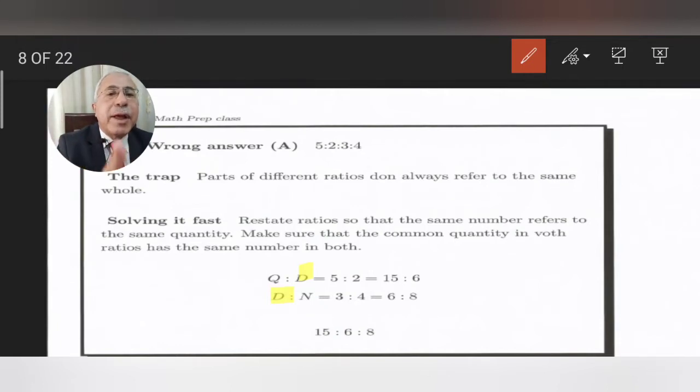Q to D, I'm sorry. Then D to N is 3 to 4, as it's given. Very good. Now I have a common. This common must be the same digits.